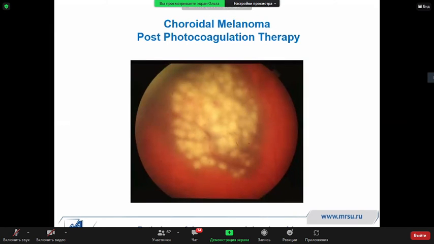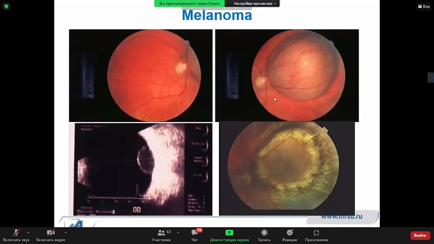For example, here you can see a choroidal melanoma post-photocoagulation therapy. These white spots are photocoagulation of the tissue of the melanoma. A very big melanoma. And this variant is after brachytherapy with atrophy. This big melanoma too, it's on the B scan. It's a part of a melanoma near the optic disc. It's the central part, very big.